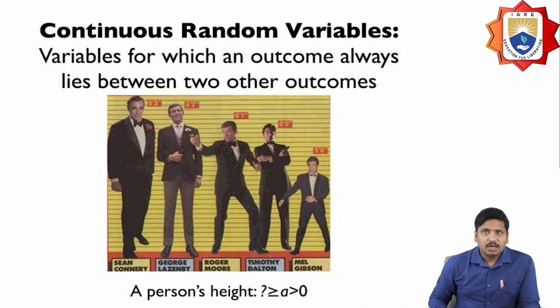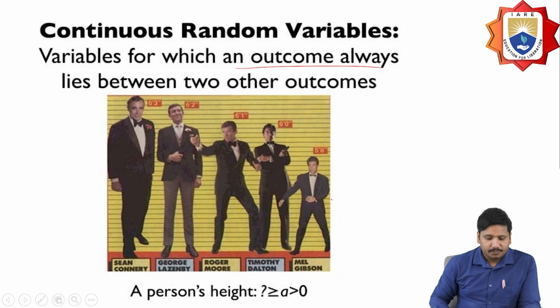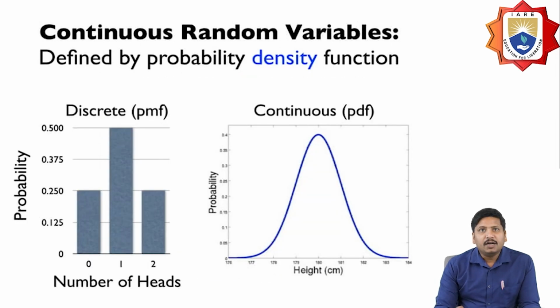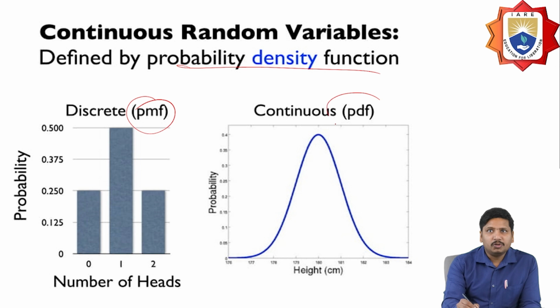So what is the continuous random variable? A continuous random variable means an outcome which can lie between other outcomes, for example the height of people, where different people have different heights. A continuous random variable is defined by the probability density function. So discrete means probability mass function, PMF, and continuous means probability density function, PDF.